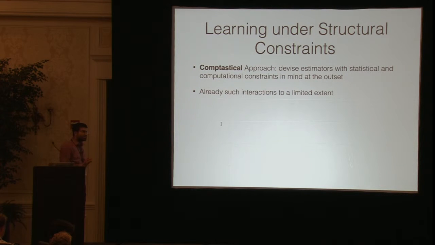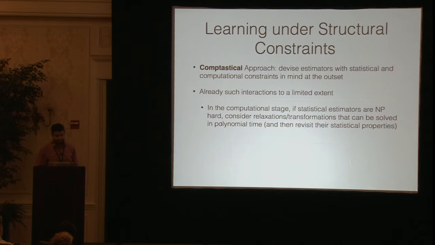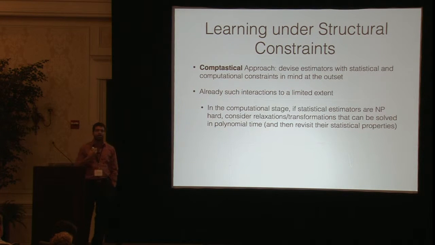As I mentioned, this two-stage approach is to some extent a caricature, where you first devise statistical estimators and then worry about the computational algorithms. Some amount of interaction already exists. For instance, in the statistical stage, if I impose some combinatorial constraints, I might say I want sparsity-constrained least squares. Okay? Here, this is a non-convex optimization problem.